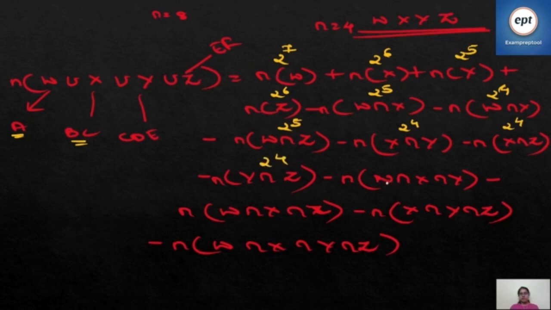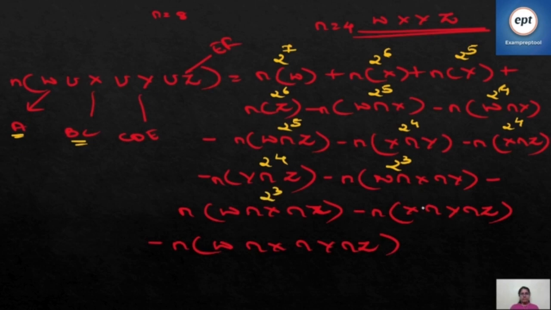Then WXY, if we take WXY, all this, we have C in common. So that's why 1, 2, 3, 4, 5. So 8 minus 5 is 3. So that's why it will be 2 to the power 3. Now we will do WXZ. We don't have anything in common. So that's why it will be 1, 2, 3, 4, 5. So again it will be 2 to the power 3.